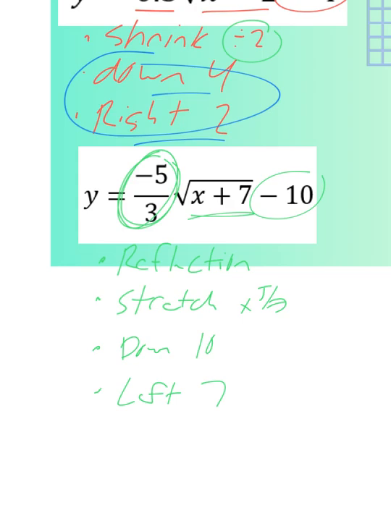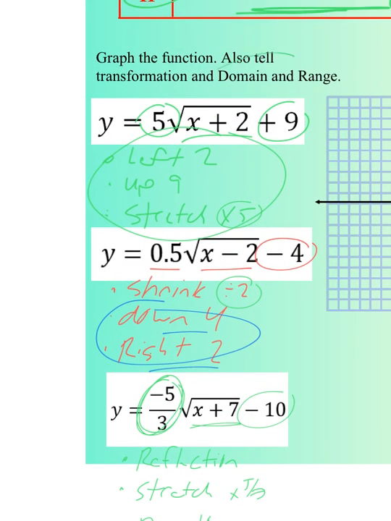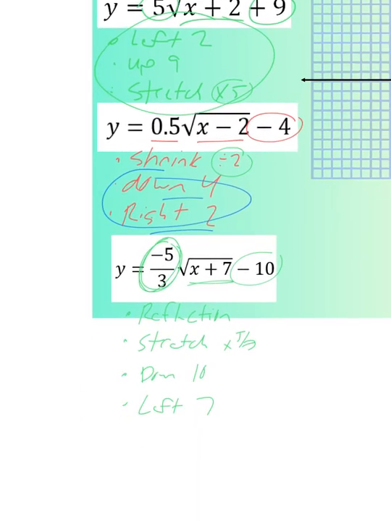I'm going to make one more video too, a short one that talks about the domain and range, since I haven't talked about that yet, but I'll do that on another video.